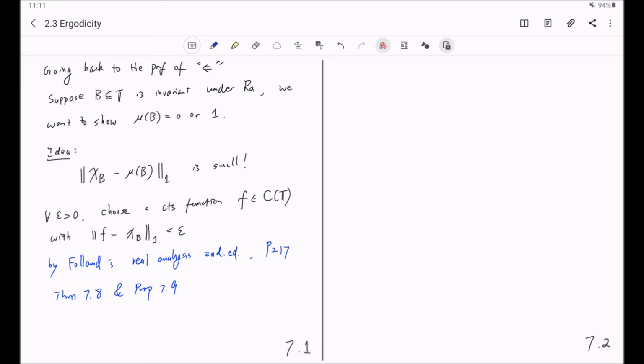Theorem 7.8 in Folland's book basically tells you that this Lebesgue measure on this circle is a Radon measure. And proposition 7.9 tells you that if you have a compact space, then the continuous functions on this compact space are dense in the L1 norm. Namely, you can approximate any integrable function by a continuous function on this circle. And this is one part of the split of this L1 norm by the triangular inequality. There are two more parts.